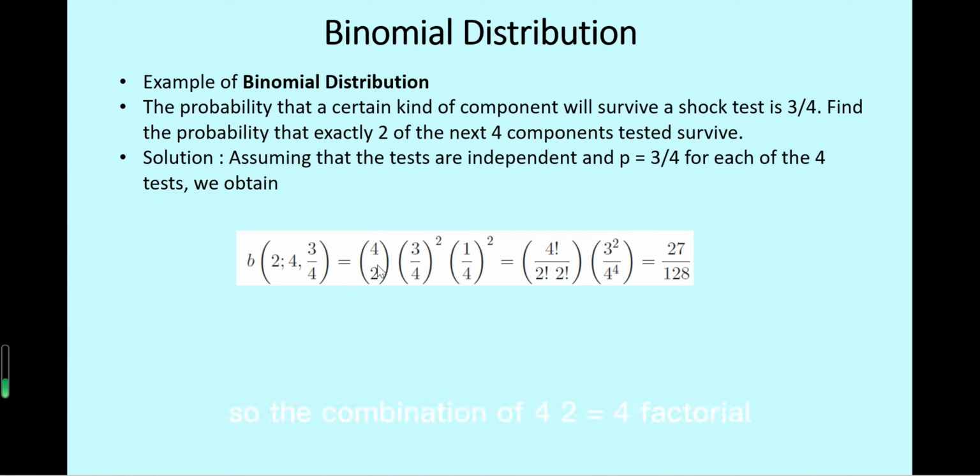So the combination C(4, 2) equals 4 factorial divided by 2 factorial times 4 minus 2 factorial, which also equals 2 factorial, right? Then we fill in the formula and we get the result, which is 27/128.